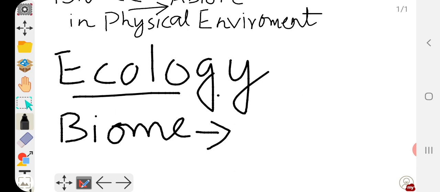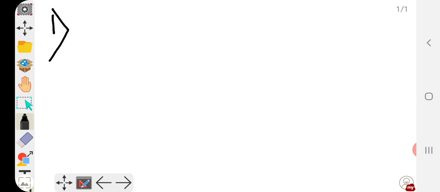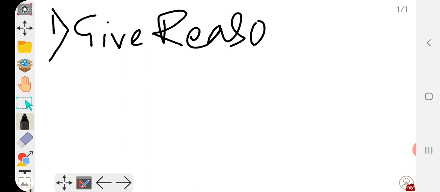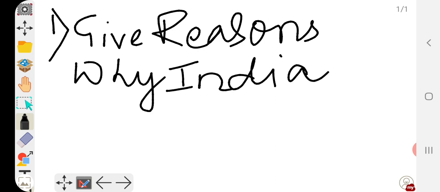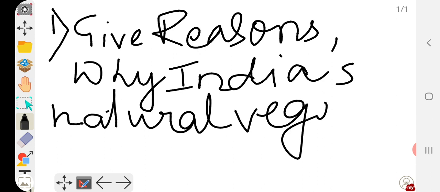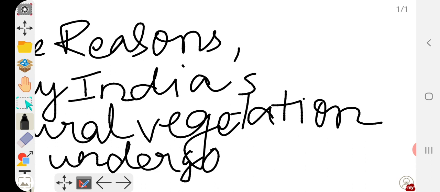Now, I am mentioning the questions that will proceed with today's class. I am writing the questions also. For today, question number 1 will be: give reasons why India's natural vegetation has undergone many changes.